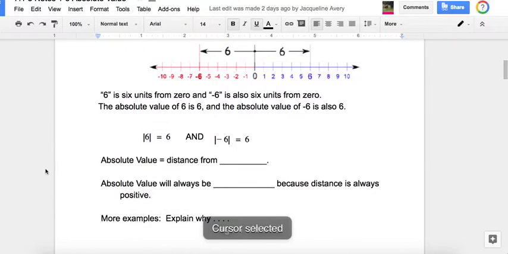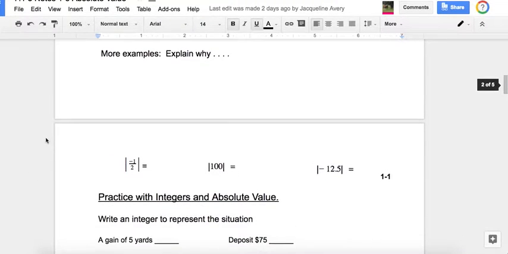Okay, moving right along. So here's some more examples. And after each one, we'll explain why, but we're not going to write the explanation. So absolute value of negative 1/2 is 1/2 because it's 1/2 distance away from 0. Absolute value of 100 is 100 because it's 100 spaces from 0. And negative 12.5, absolute value is 12.5 because it's 12.5 or 12 and 5/10 spaces from 0.